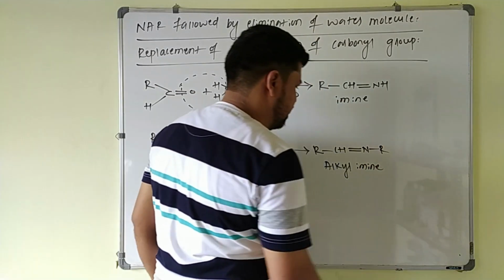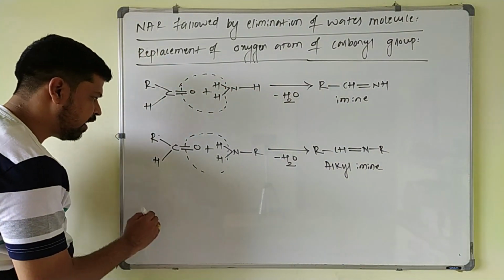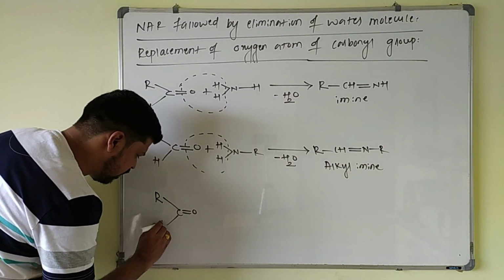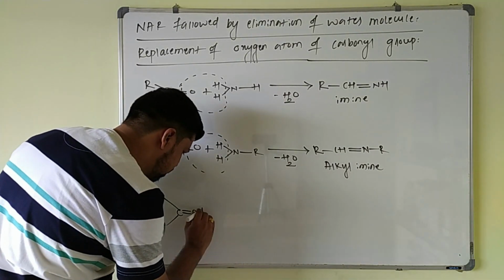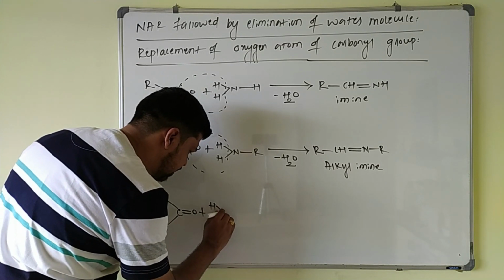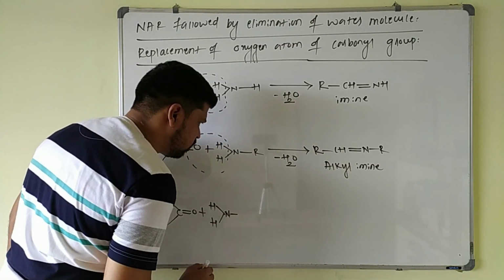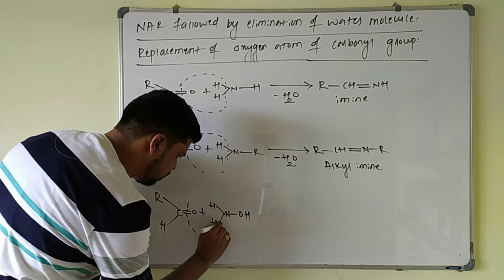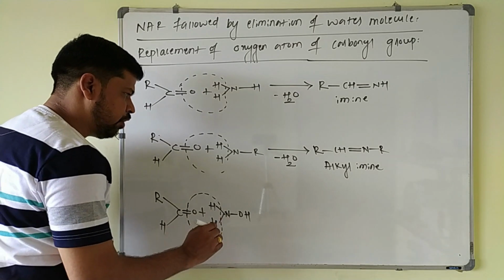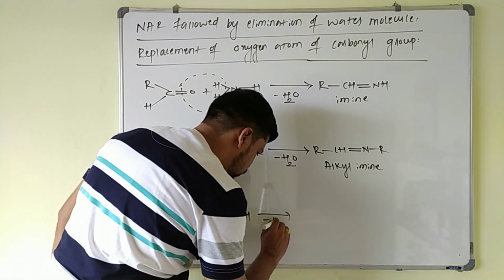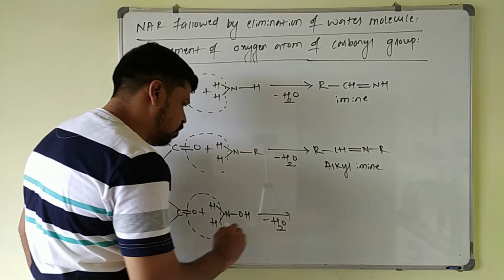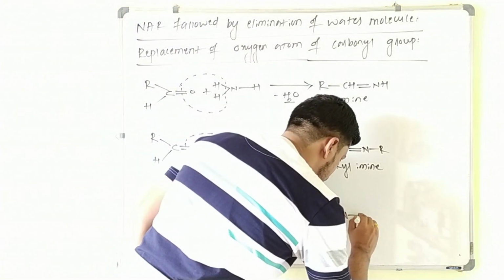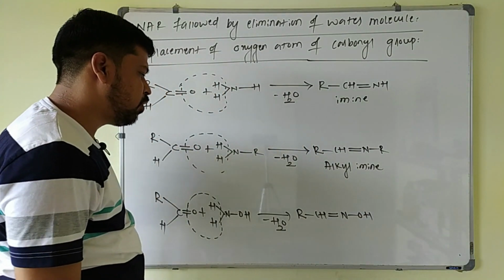Substituted imine is formed here, alkyl imine. Next, aldehyde reacts with hydroxylamine. Hydroxylamine is nothing but NH2OH. So this will be what? Again you remove a water molecule here. So it will form what here? RCH double bond NOH. What is the name of this product?